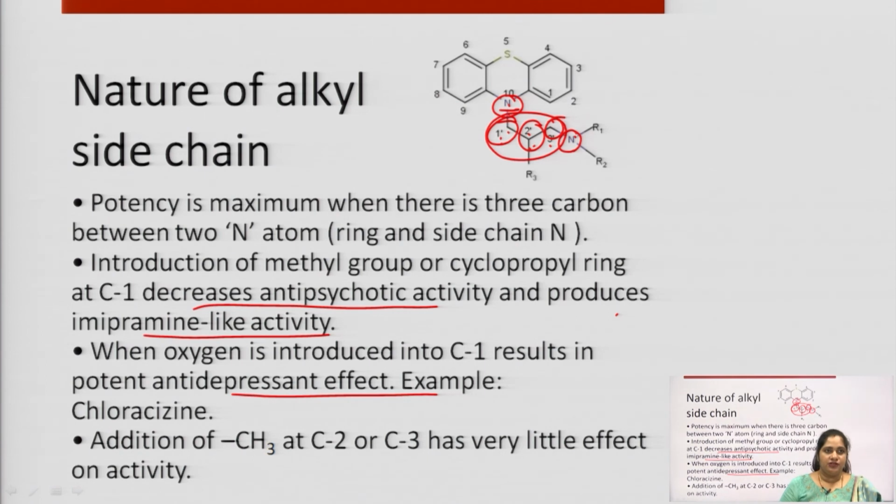First, the nature of the alkyl side chain: the two nitrogen atoms must be separated by at least 3 carbon atoms. There must be 3 carbon atoms in between the two nitrogens of phenothiazine derivatives. If we make any alteration in carbon number 1, that will decrease the antipsychotic activity, and in some cases it also produces imipramine-like activity, or we can say antidepressant activity, rather than CNS depression action. Further, any addition at carbon number 2 and carbon number 3 with an alkyl or CH3 group will not alter the antipsychotic potential of these drugs.